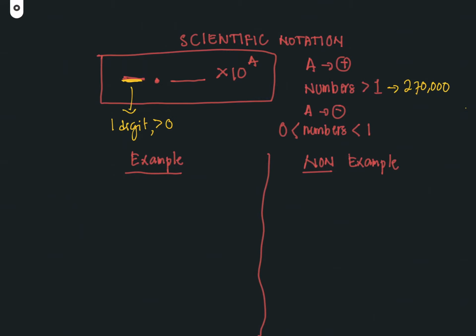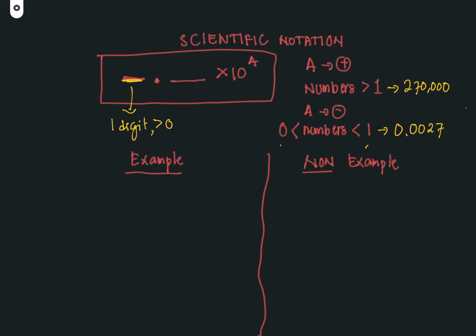A will be a negative power when the number in standard form is between 0 and 1. So for example, if we want to write 0.00027 in scientific notation, we're going to use a negative power. Okay, so negative power doesn't mean that the number itself is negative. Negative power means the number is a small number.